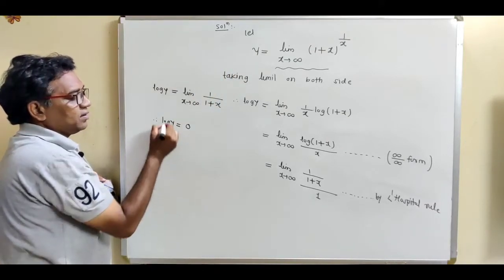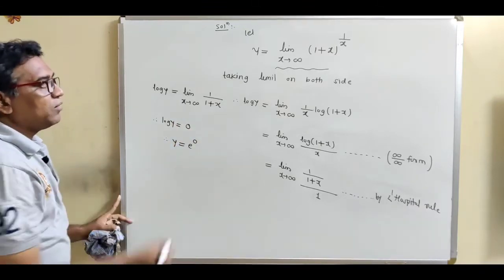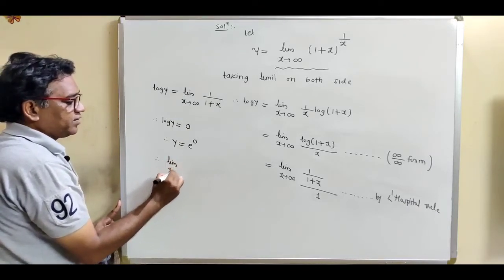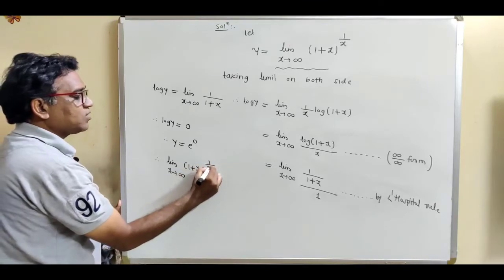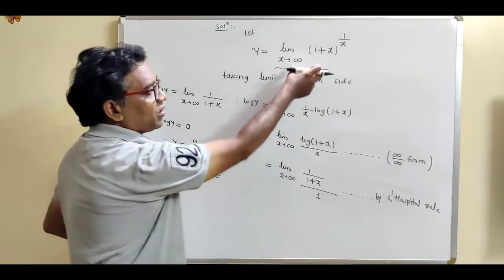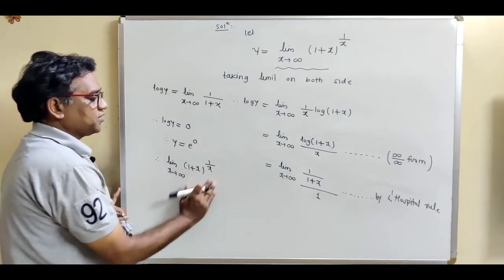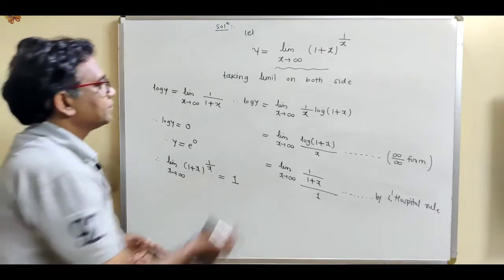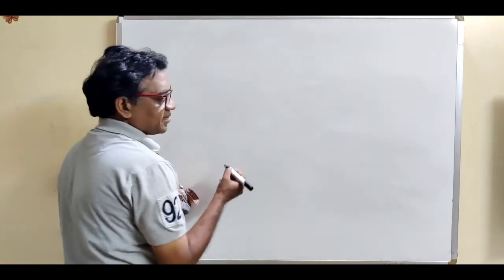So what is y? This logarithm becomes an exponential term. And what is y? y means our given limit. We want to find out this limit, the limit as x tends to infinity of (1 plus x) raised to 1 upon x. y means our given limit. And what is the value of e raised to 0? e raised to 0 is 1. Now let us take a third example on the same topic.